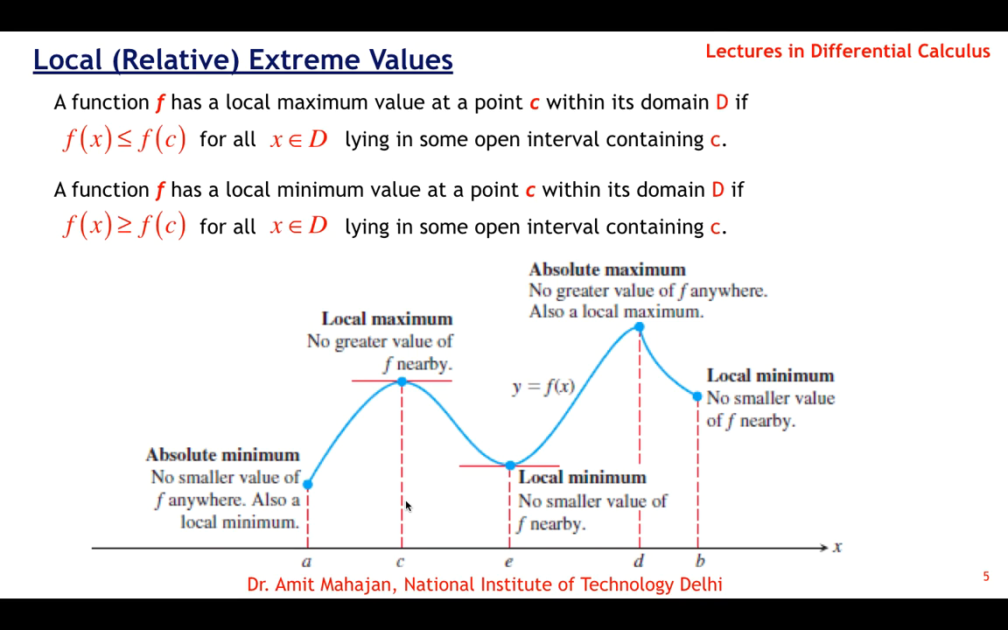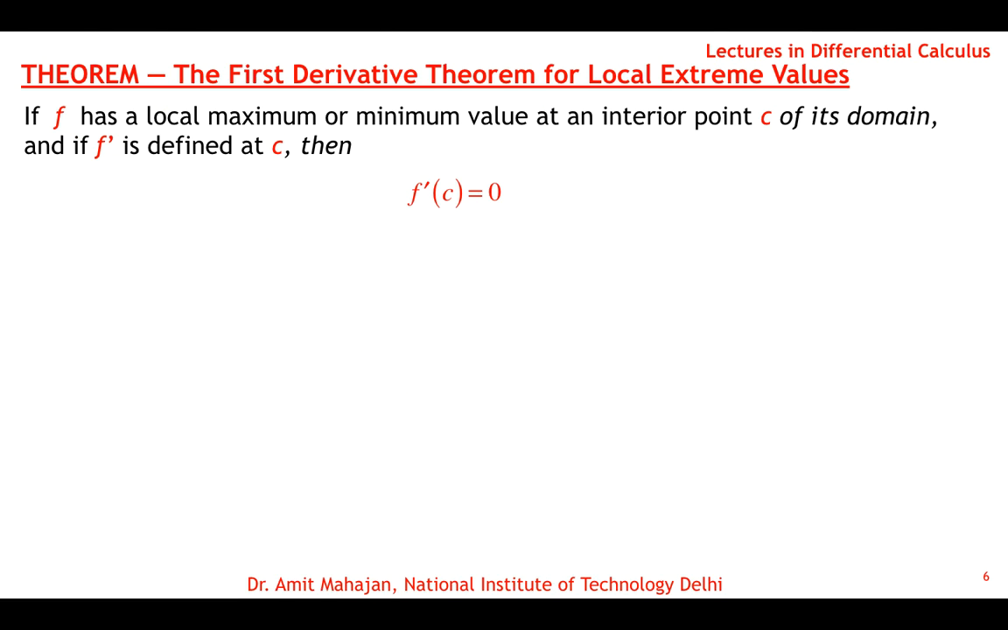Okay, so now I define an important theorem which is the first derivative theorem for local extreme values. The previous theorem that we did is the extreme value theorem, which says that when a function is continuous in a closed interval, then it will have a maxima as well as a minima. But if we have to locate those maximas and minimas, then we would have to check the function values for all x values in the domain and see where it is maximum and where it is minimum.